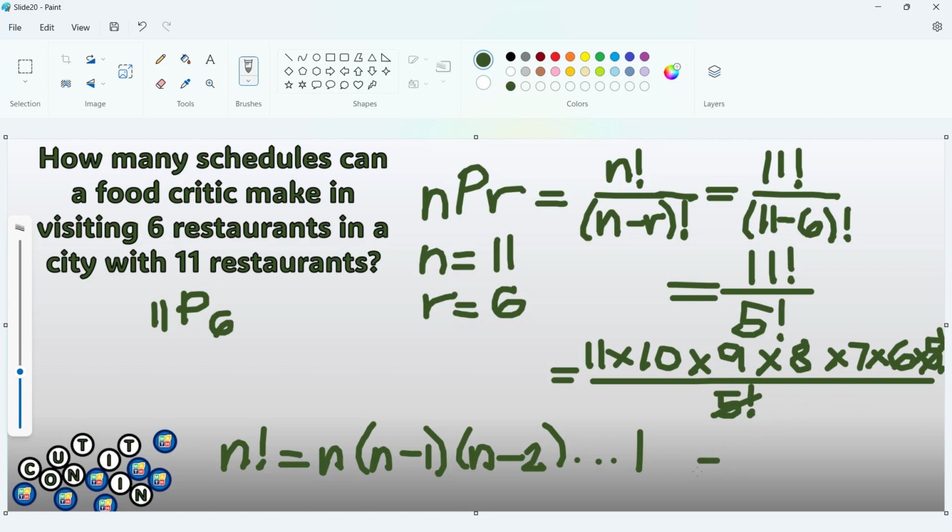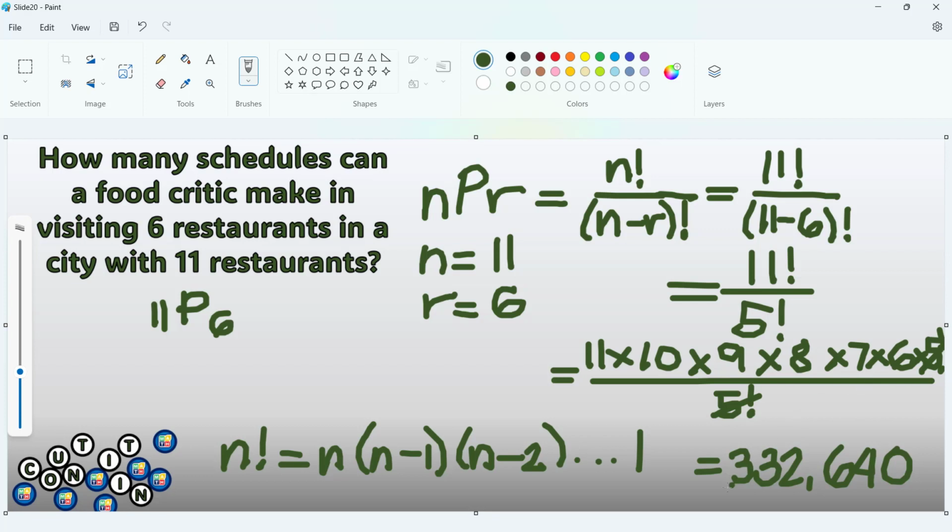So you will have here the result of this 11 times 10 times 9 times 8 times 7 times 6 alone. And that would be 332,640 possible schedules. Okay, that is the total number of possibilities of schedules that a food critic can make.